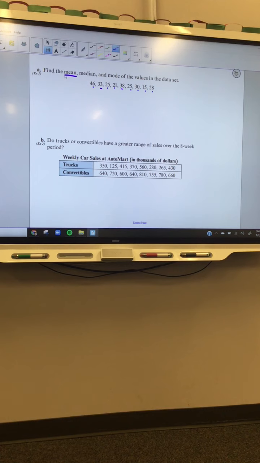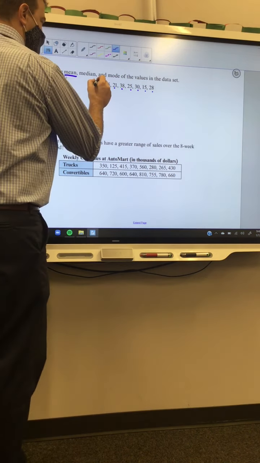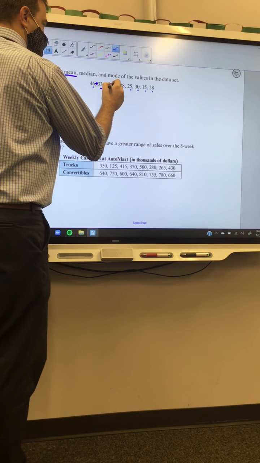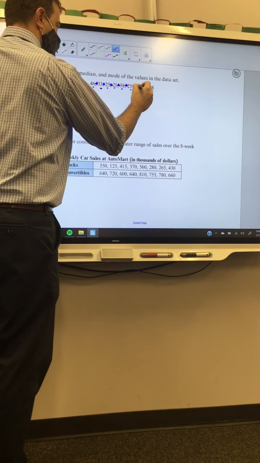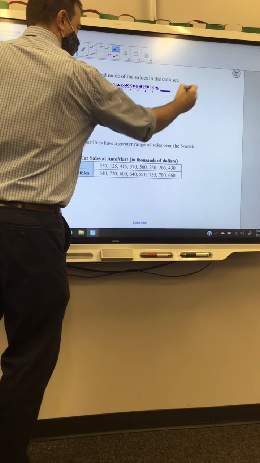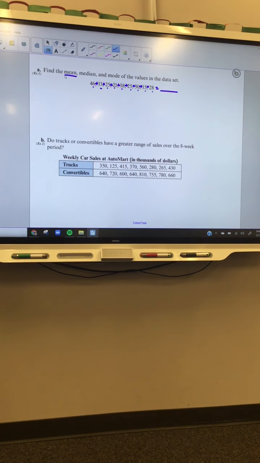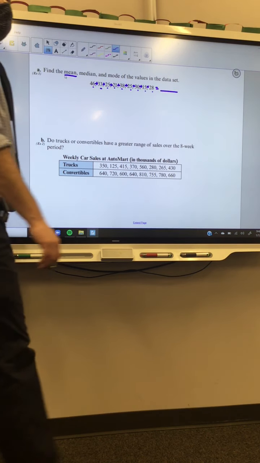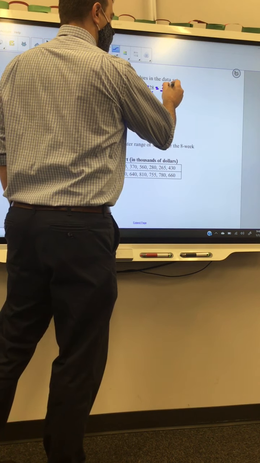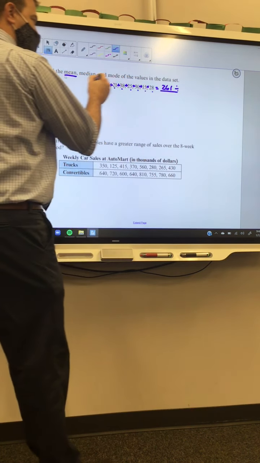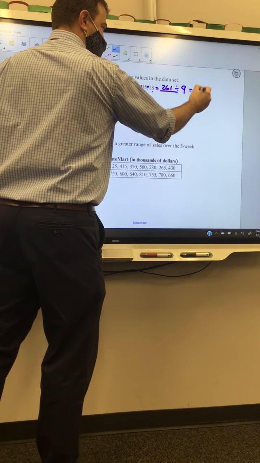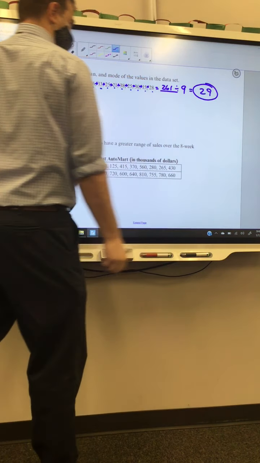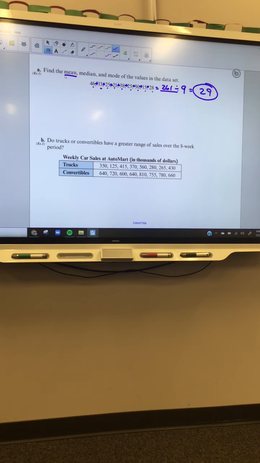What'd you get? 29? Okay, now that makes sense to me. If we take this plus this plus this plus this plus this plus this plus this plus this plus this, what was that total value? When you added them all up, what was it? 261. Okay, so taking that 261 and dividing it by 9, because there's 9 different numbers, gives you an average, a mean value of 29.